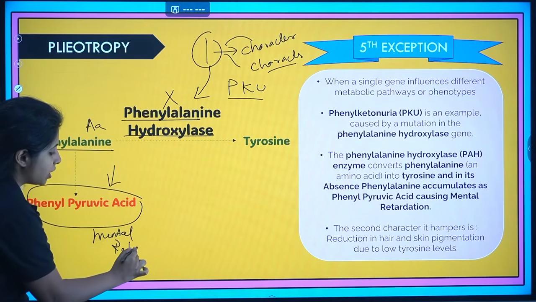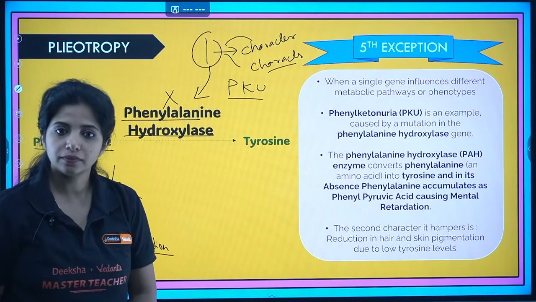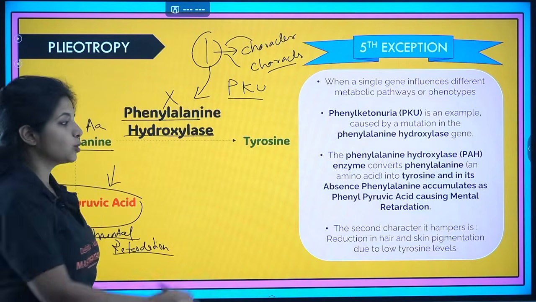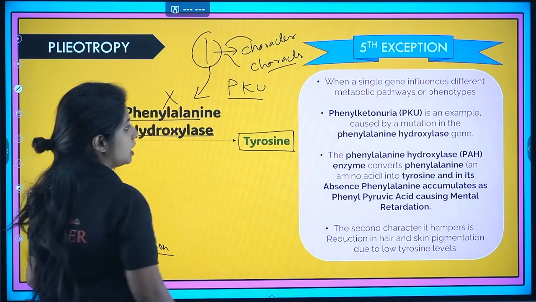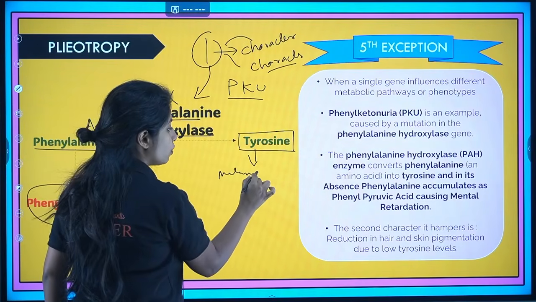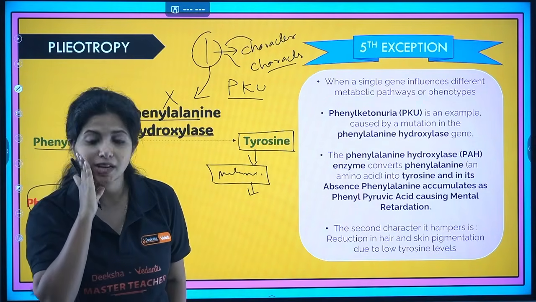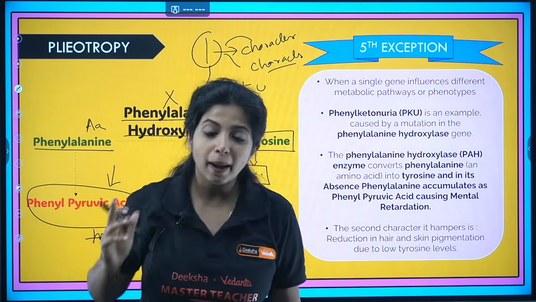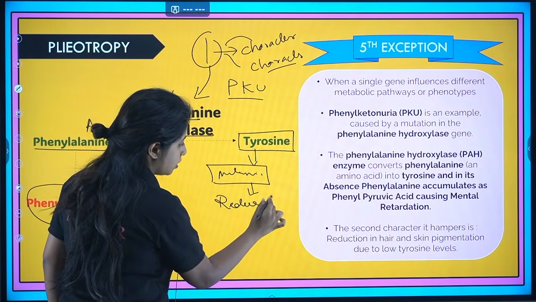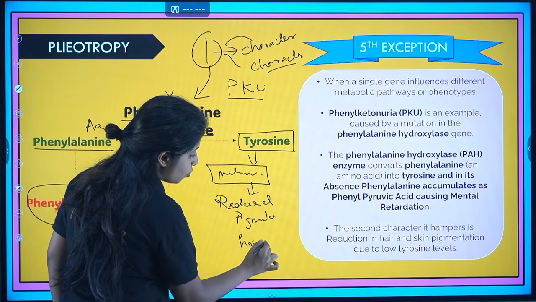Mental retardation. Okay, fine. Got it? So that is one character that is being affected, right? No. So basically, when this tyrosine is not being formed in your body, melanin is not going to be formed. If melanin is not going to be there, you will have reduced pigmentation. That means you might have seen people with white patches, right? So reduced pigmentation will be there. Reduced pigmentation of what? Of your hair and also your skin.